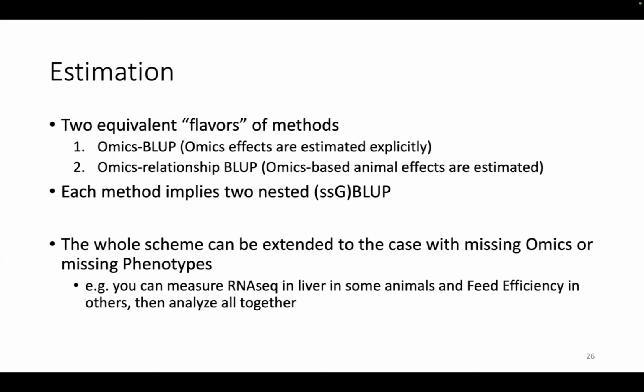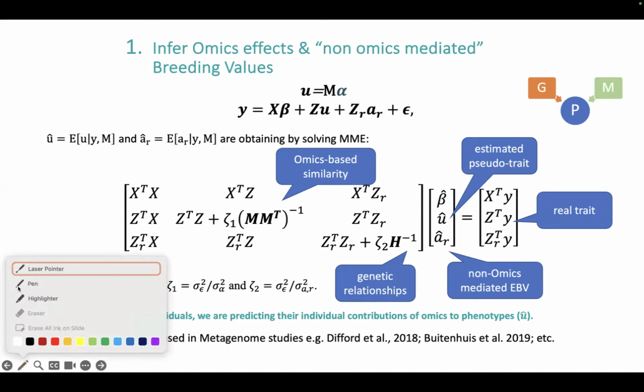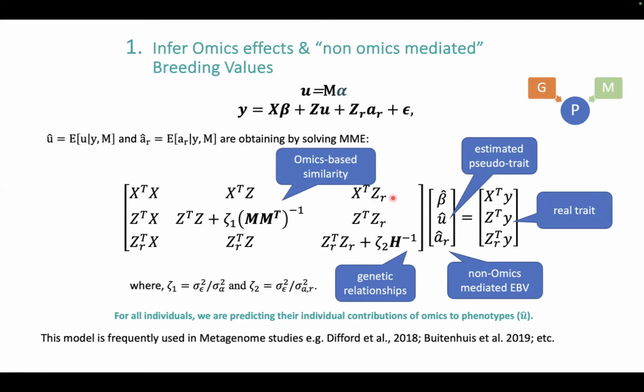Anyway, you have this estimation method. So I said that you need to run two nested single-step GBLUPs. This is the first one. You write my phenotype, which is y is equal to something, and this something is equal to u and I. Can I use the pointer here? Laser pointer. Okay. So in this model, you fit two kinds of effects, basically. You fit a breeding value that is not mediated by the omics, and then you fit something that is mediated by the omics.